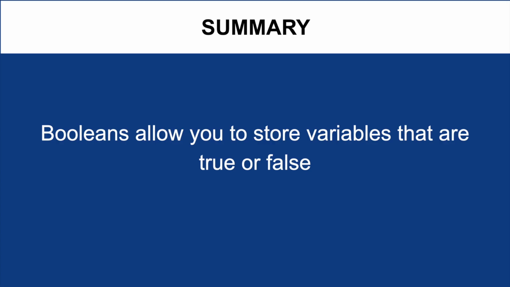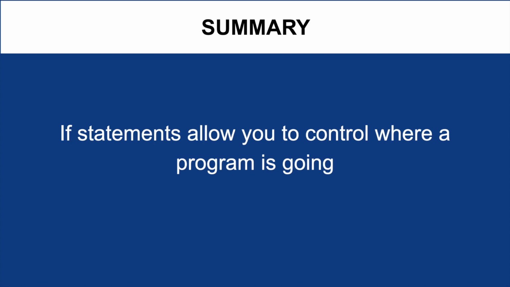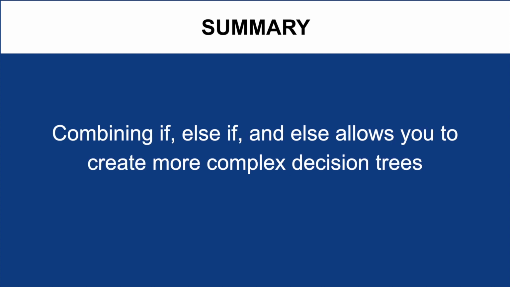So to summarize, Booleans allow you to store variables that are true or false. If statements allow you to control where a program is going, like all those branches that we saw, all of those if, else if, and else's. And by combining if, else if, and else, it allows you to create more complex decision trees.